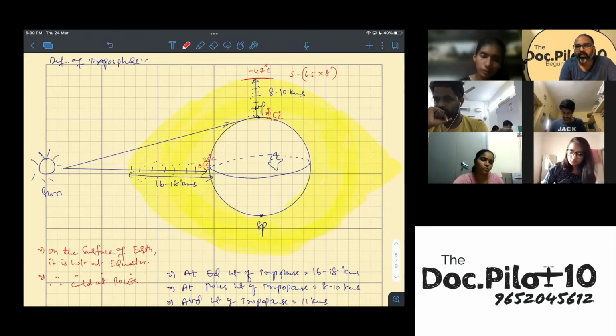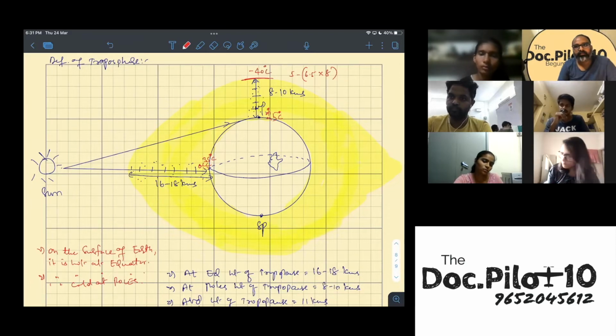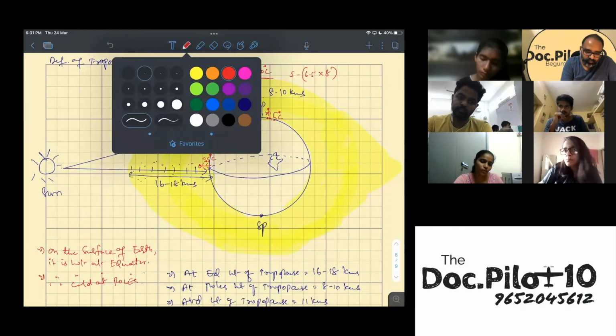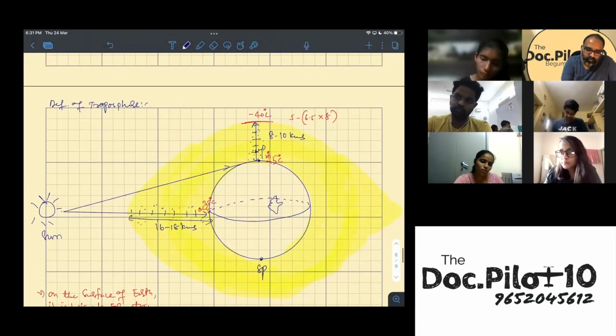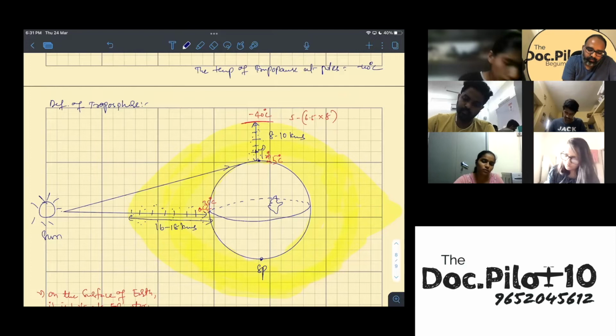Okay. According to our textbook, it is not minus 47. It is minus 40 degrees centigrade. Correct. Now, note down the temperature of the tropopause at the poles is equal to minus 40 degrees centigrade.